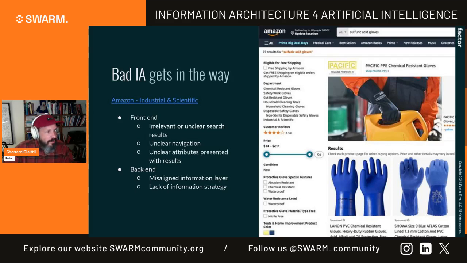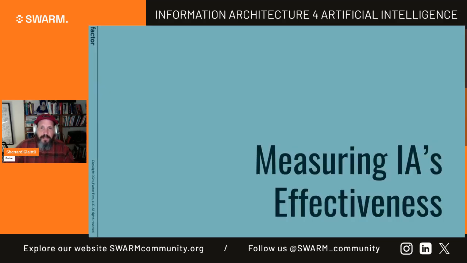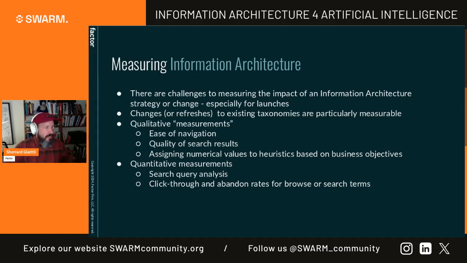All right, so let's see if there's anything else I missed. So with that said, you know how to qualitatively take a look and see information architecture, and you can see where information architecture has benefits to the user, but how else are you able to measure its effectiveness? There are innate challenges to measuring the impact of information architecture work, especially for launches. When you're launching, oftentimes you don't have metrics prior to compare against.